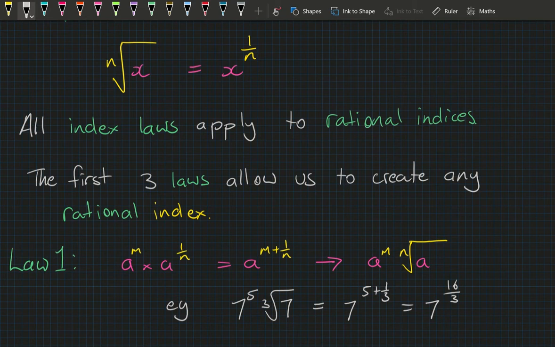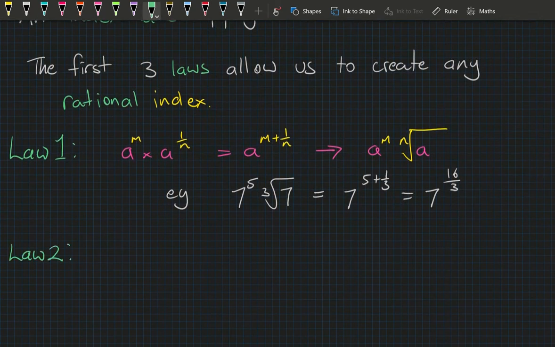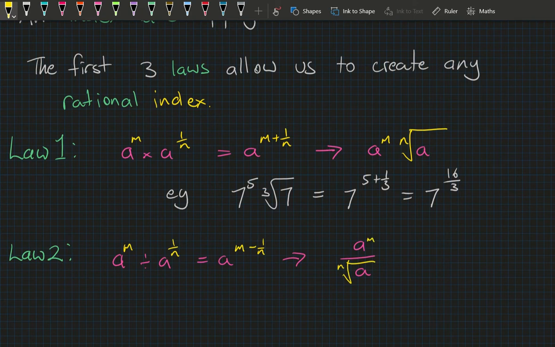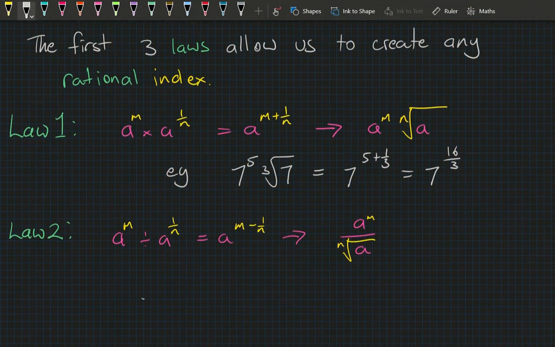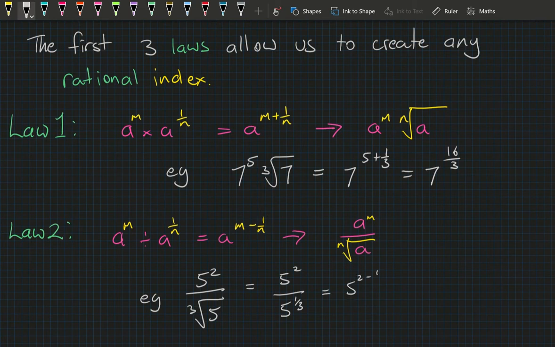So you can see we've gone a long way here. It's not just 1 on n, so to speak. We could recreate any rational number we want. Let's have a look at that in law 2, where I've got a to the m divided by a to the 1 on n will equal a to the m minus 1 on n. And that's the same as saying a to the m divided by the nth root of a. And a number example for this one could be 5 squared over the cube root of 5, which is equal to 5 squared over 5 to the third, which is the same as saying 5 to the 2 minus a third, which is 5 to the power of 5 divided by 3.